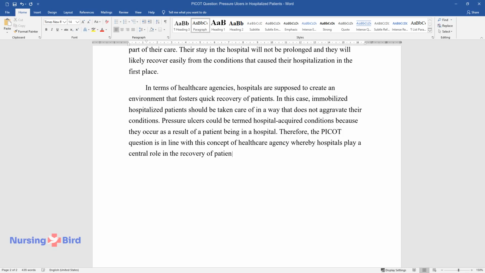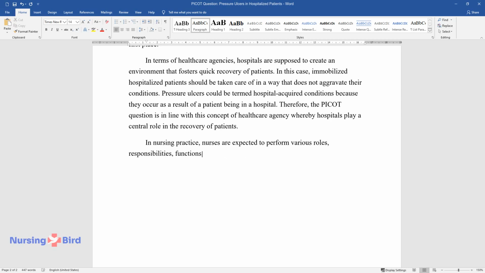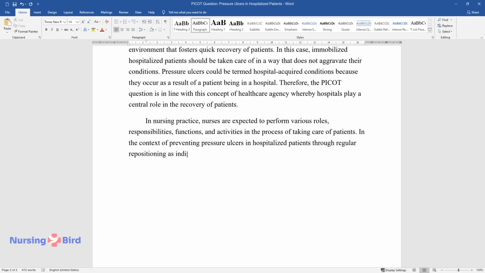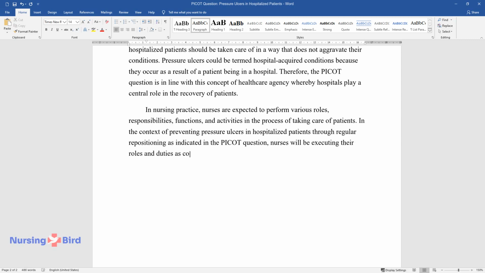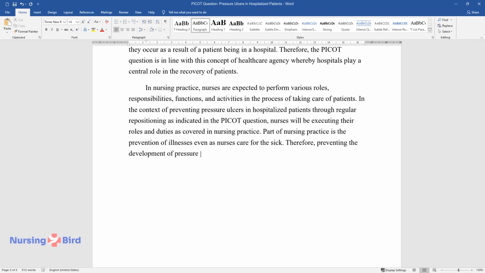In nursing practice, nurses are expected to perform various roles, responsibilities, functions, and activities in the process of taking care of patients. In the context of preventing pressure ulcers in hospitalized patients through regular repositioning as indicated in the PICO question, nurses will be executing their roles and duties as covered in nursing practice. Part of nursing practice is the prevention of illnesses even as nurses care for the sick. Therefore, preventing the development of pressure ulcers will be within the framework of nursing practice.